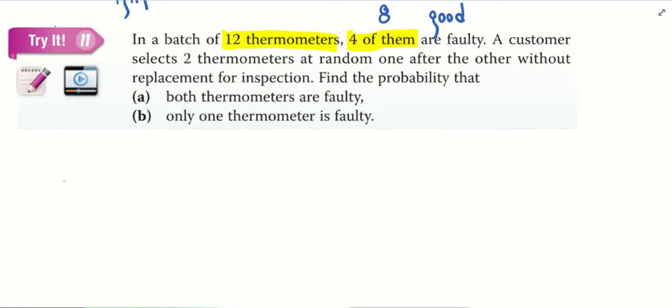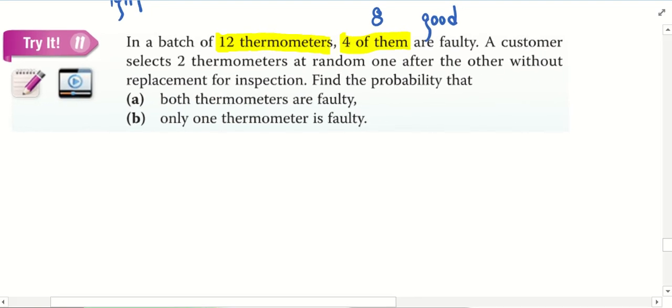Okay, so how do we represent such? I'm going to show you. I'll denote the good ones by G. I'll denote the faulty ones by F. How many outcomes are there? Either good or faulty. Am I right? There are only 2 outcomes. But how many thermometers are we buying? 2. So, what is the heading? First thermometer. Followed by second thermometer.